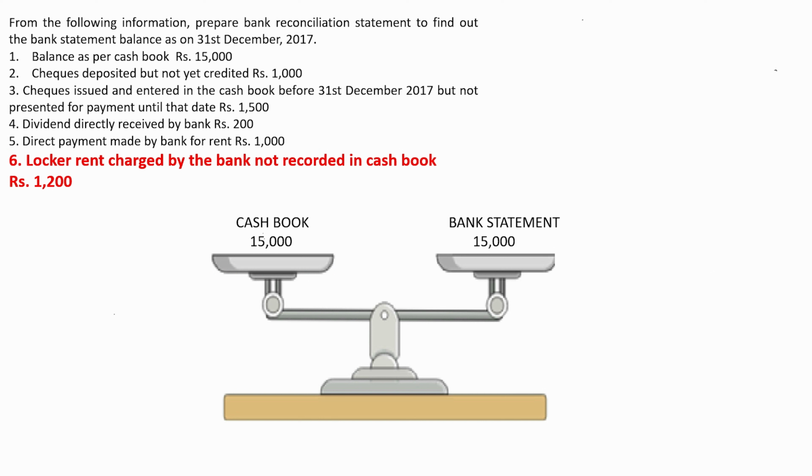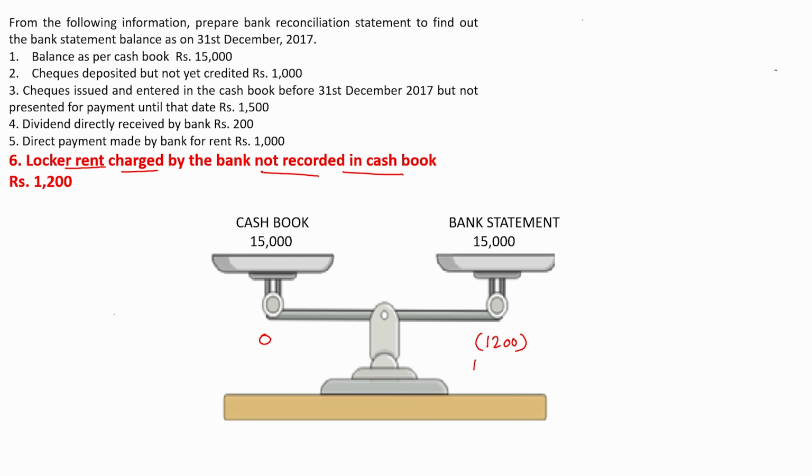Locker rent charged by bank. Whenever bank is charging something, he will be deducting the amount from our account. So the banker has taken 1,200 from our bank account, but it is not yet recorded in the cash book. So as per bank statement, it is a payment, but in the cash book, it is not a payment.